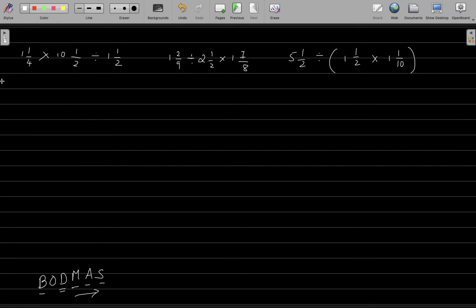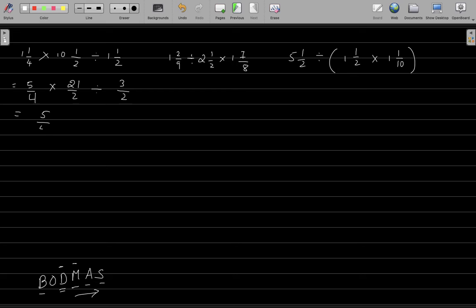Now for this expression we have 1 1 by 4 times 10 and a half divided by 1 and a half. Let us first convert them to their improper fractions. 1 1 by 4 is 5 by 4, multiplied by 10 and a half, which is 10 times 2 is 20, so this will be 21 by 2, divided by 1 and a half, which is 3 by 2. So first, as we have discussed, we are going to solve the division first and then go for multiplication, because division comes first and then comes multiplication, right?